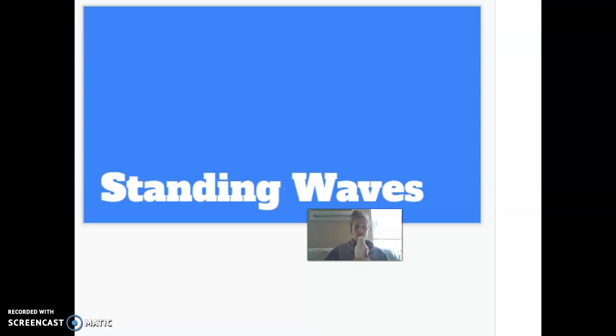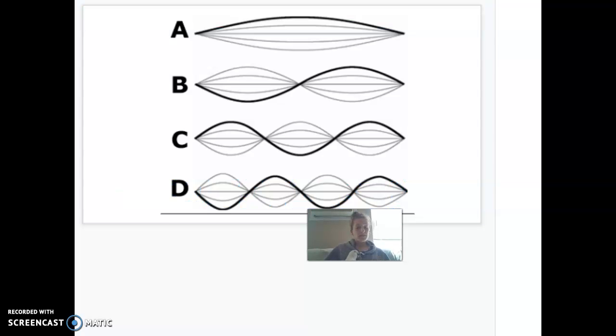So this constructive and destructive interference, this superposition of waves, can result in something called a standing wave. A standing wave is a wave pattern that appears to be standing still. It doesn't appear to be moving left to right, only up and down. So here are some examples of waveforms that could happen on a string for a standing wave. In this first waveform, there's only 1/2 of a full wave.